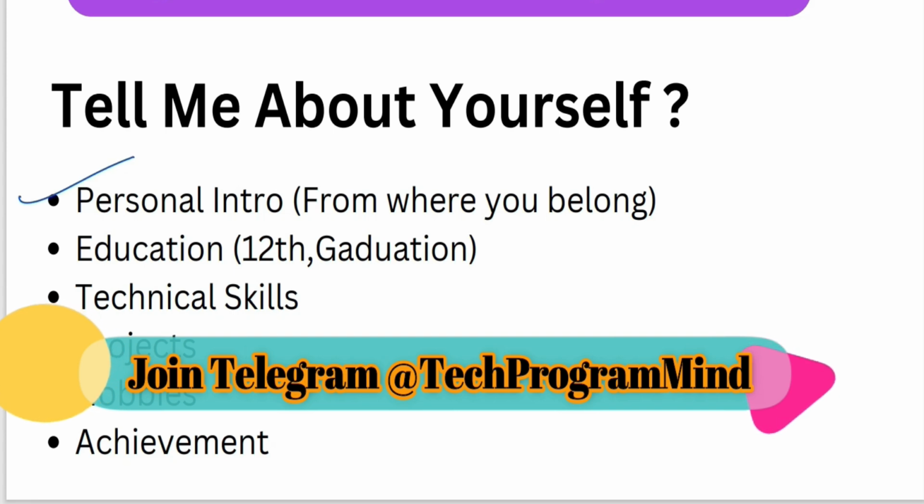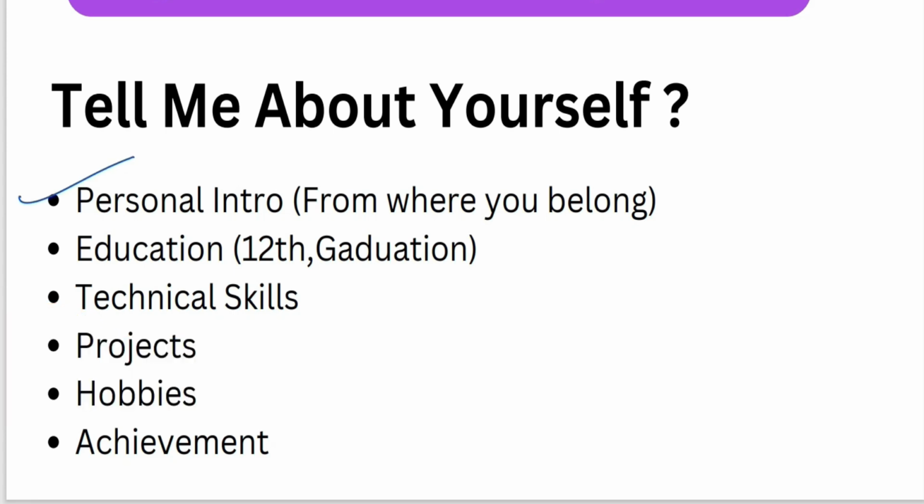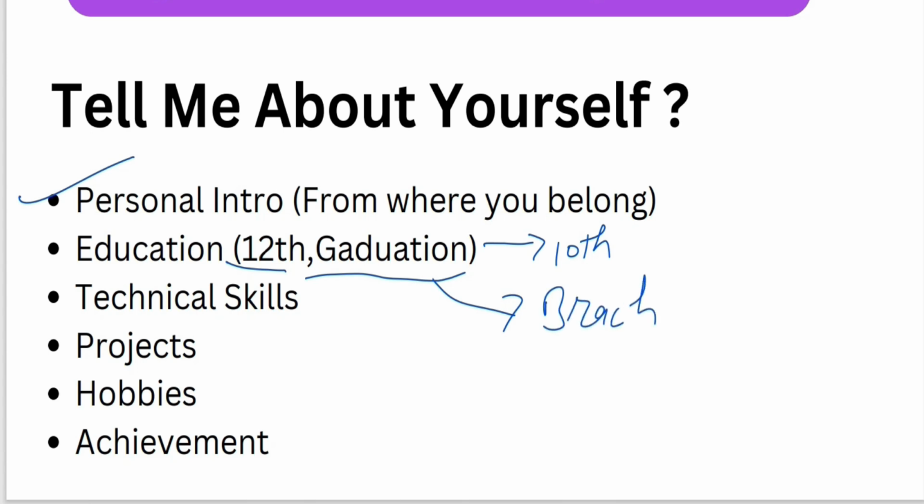The second is education. You have to include your 12th education plus graduation information, like whether you have done BE, BTech, BCA, BSc, whatever you have done. No need to include your 10th information. This is not compulsory and not relevant either. Only include 12th and graduation information, and please include your branch also, because branch plays an important role. Let's suppose you belong to the EC branch, so the interviewer will definitely ask you questions on the basis of your branch. This is a main point, keep it in mind.